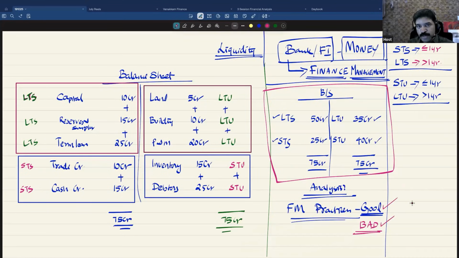And if you develop this skill, you can also just have a glance at a balance sheet, and you can come to a conclusion whether they are having good financial management or bad financial management. Good financial management means, yes, they deserve banks' money. Bad financial management means they don't deserve banks' money. Okay. So how many of you want to learn this? How many of you want to learn this financial management practices, whether it is good or bad?